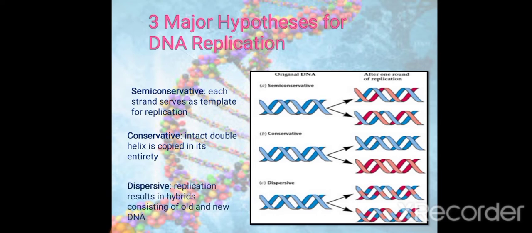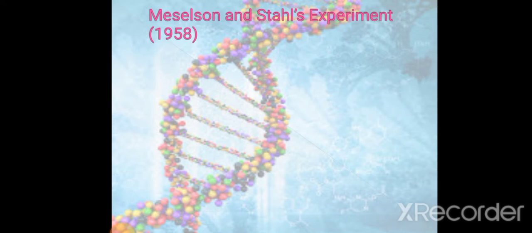The third mode of DNA replication, or hypothesis, is the dispersive mode. According to the dispersive mode, the parental DNA strand is fragmented and dispersed into different segments. All of these segments are copied, and when the two DNA molecules are synthesized, there is a mixing of the old strand and the new strand.